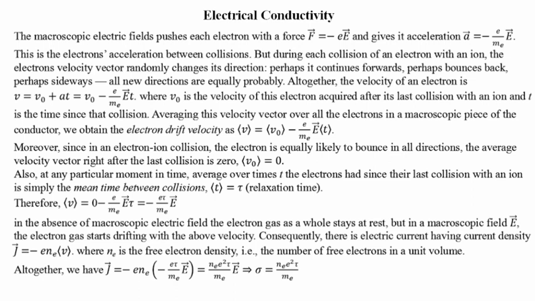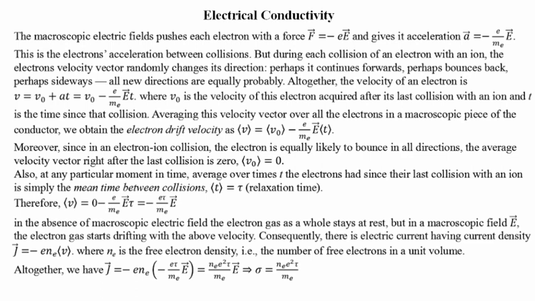But during each collision of an electron with an ion, the electron's velocity vector randomly changes its direction. Perhaps it continues forwards, perhaps it bounces back, and it can go in all new directions and they are equally probable. So, the velocity of an electron is altogether v equal to v0 plus at.